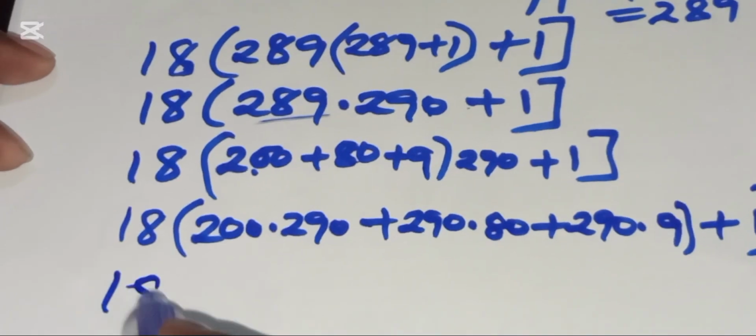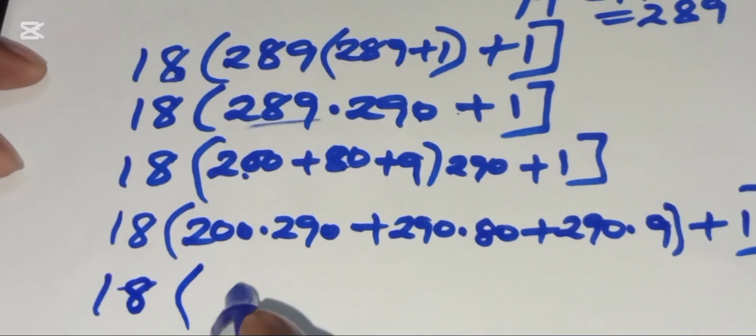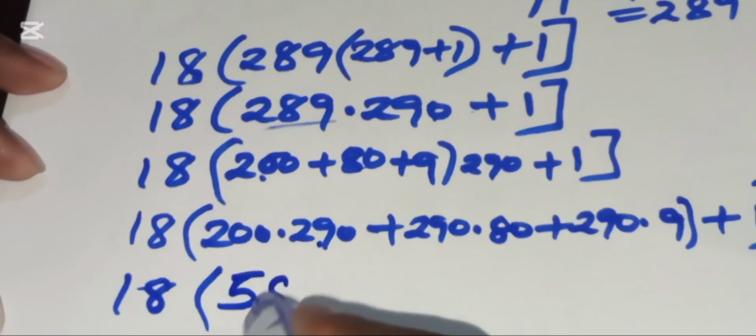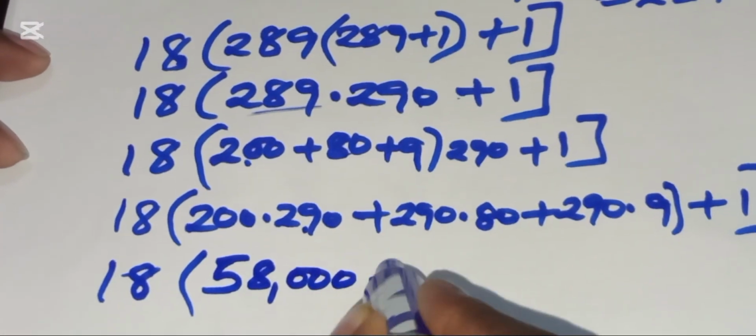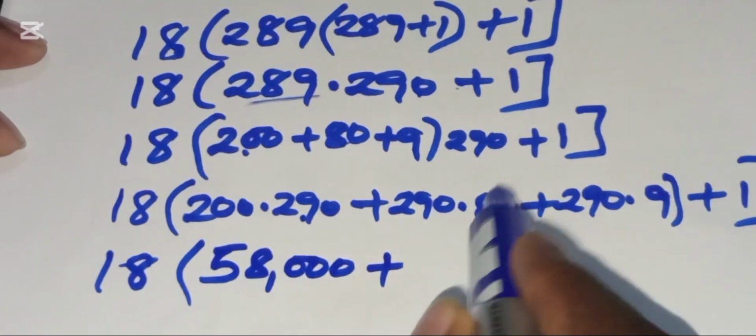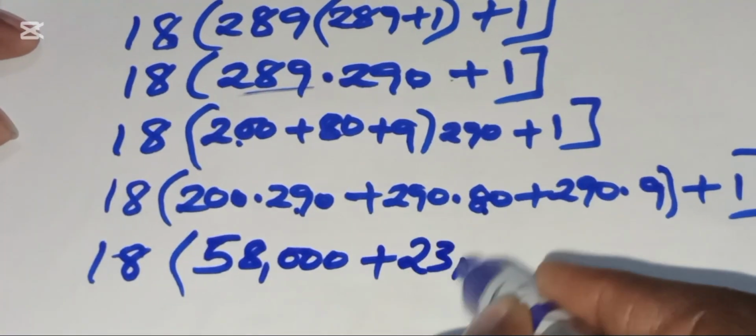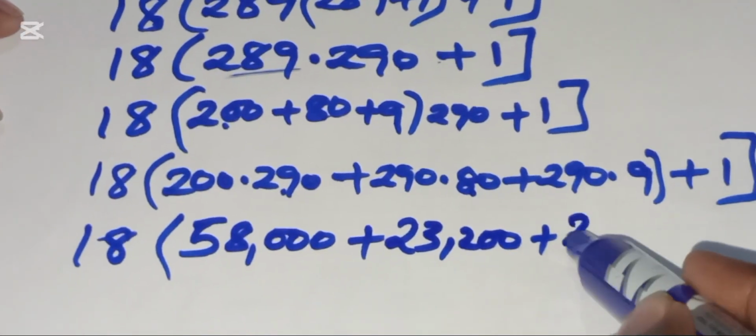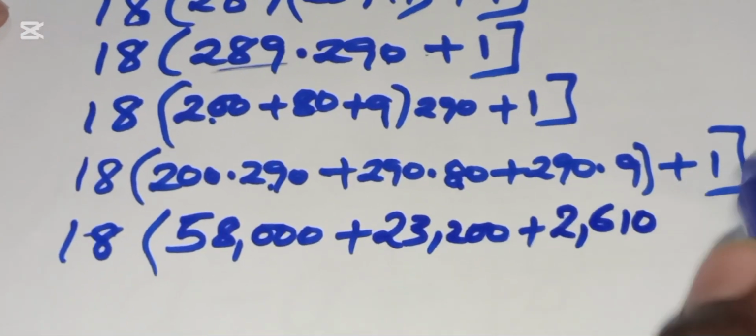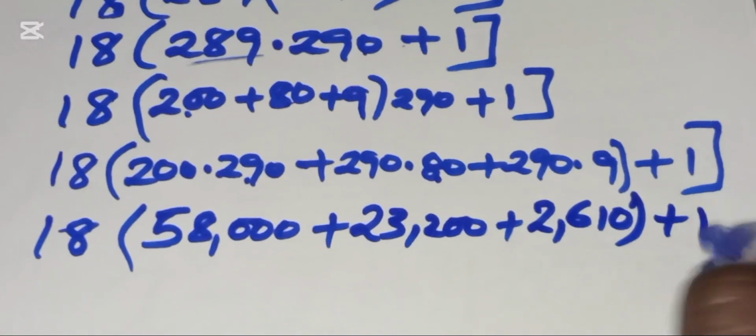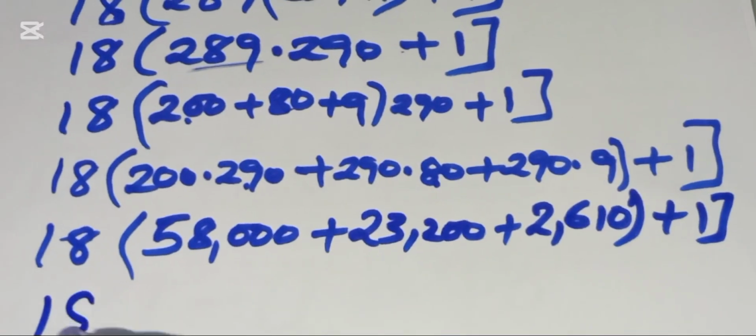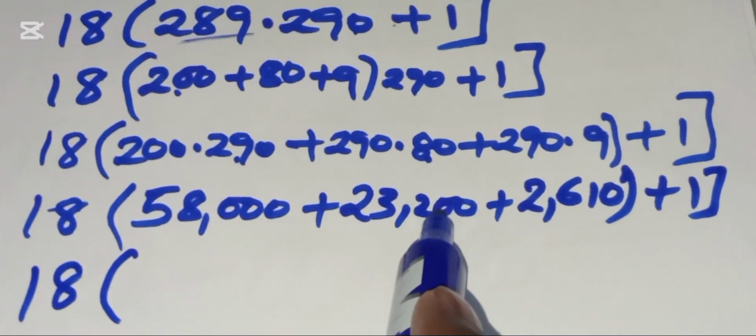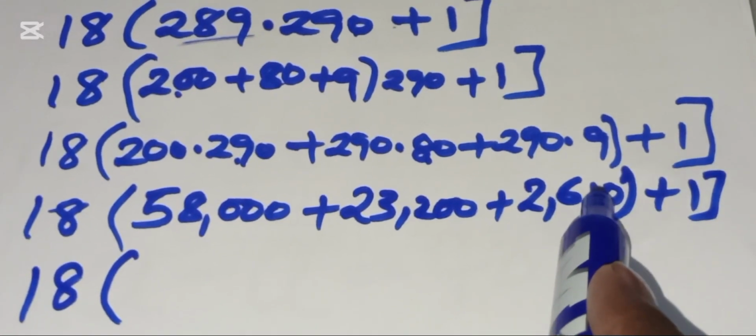Now from what we have here, this is the same thing as 18. 200, this is 200 times 290. This is equal to 58,000 plus 290 times 80. This is 23,200 plus 290 times 9. This is 2610, okay? And then we had 1. So we'll have 18 into the bracket, we'll have 58,000 plus 23,200 plus 2610.